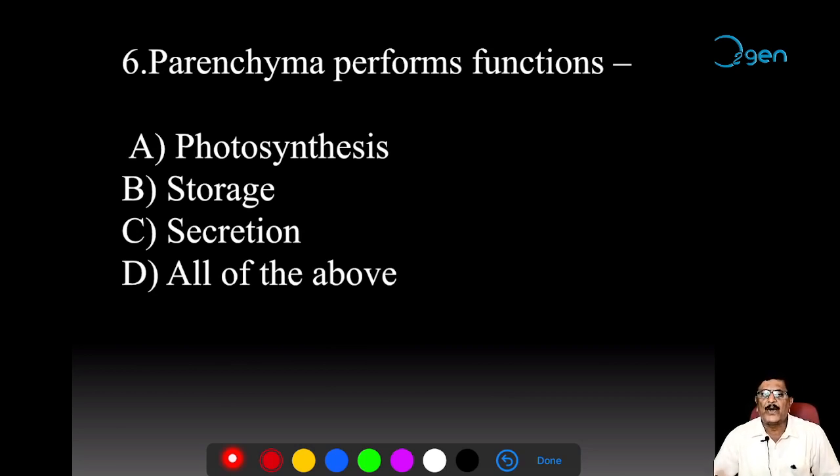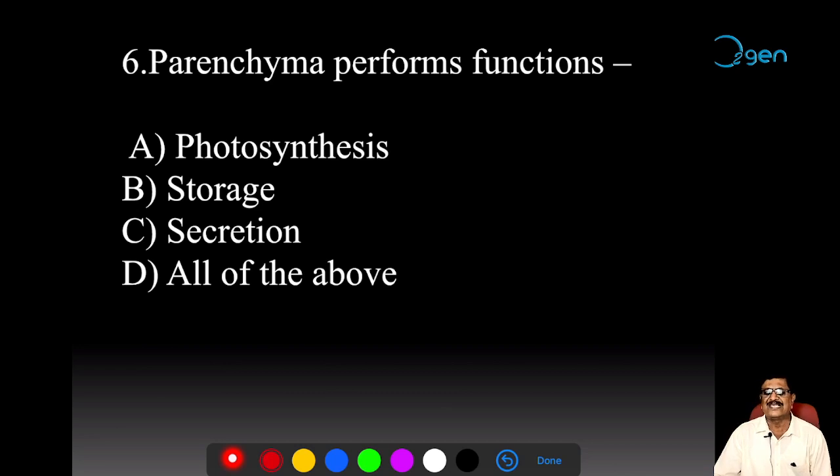Next question. Parenchyma performs the function. Parenchyma is a simple permanent tissue which consists of thin-walled cells. What functions does it perform? One is photosynthesis. Some of the parenchyma have a large number of chloroplasts, so they are called chlorenchyma, which are involved in photosynthesis. Second, storage. Some of the parenchyma are involved in storage of food material like starch, oil, tannin.